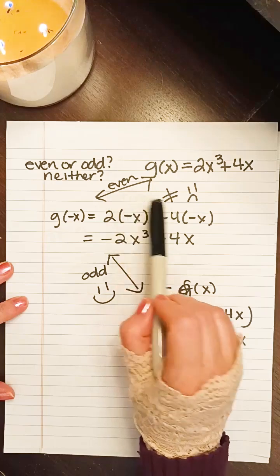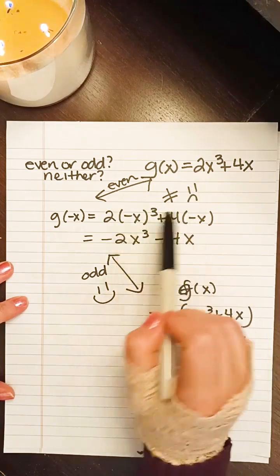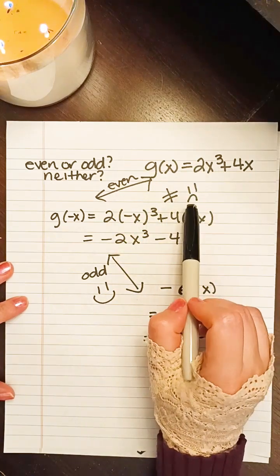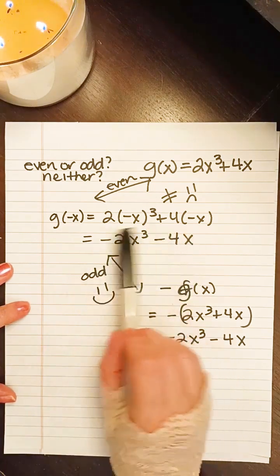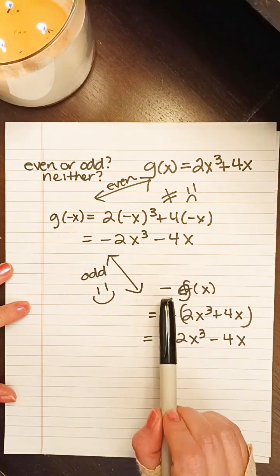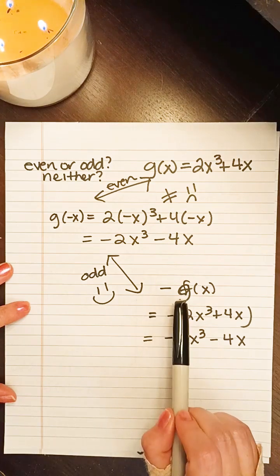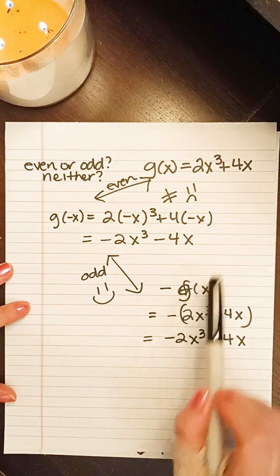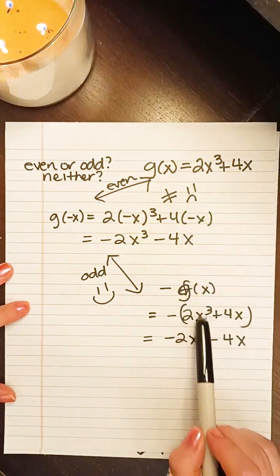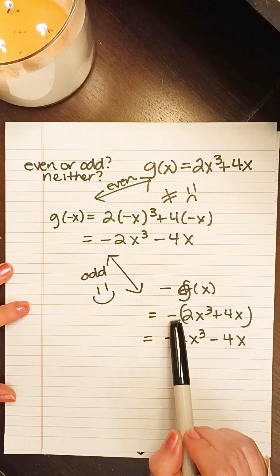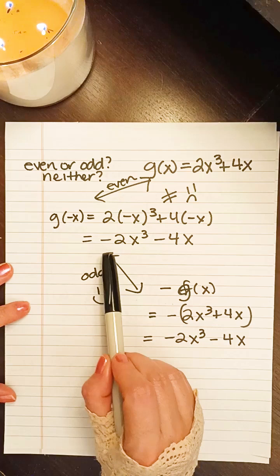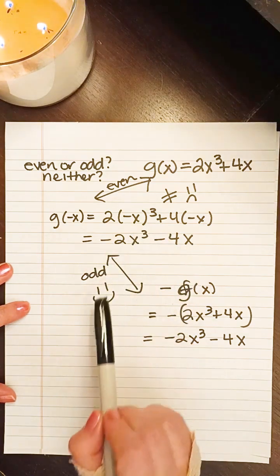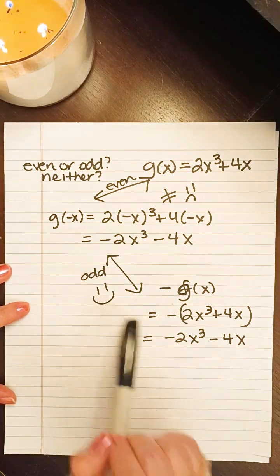If they're equal, it's even. But they're not equal in our case. This is not equal to this, so it's not even. And then we try to see if it's odd. So if g of negative x is equal to the negative of g of x, so we took g of x here, and we took the negative of it. If that result is the same as this result, then it's odd, and they are the same.